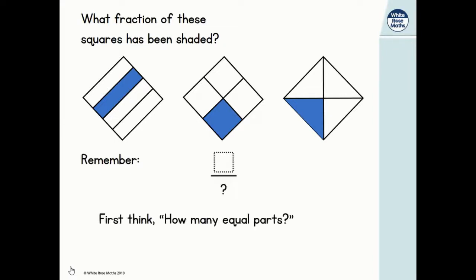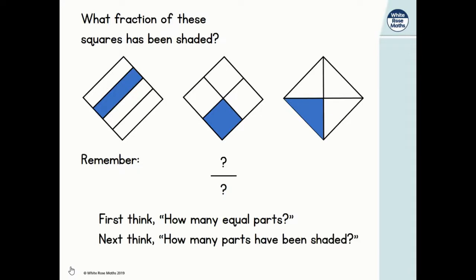Remember, first think how many equal parts, and that gives you your denominator. Next think how many parts have been shaded, and that gives you your numerator. Pause the video here and have a go. That's right. They've all got 1/4 shaded. They look very different though, don't they?